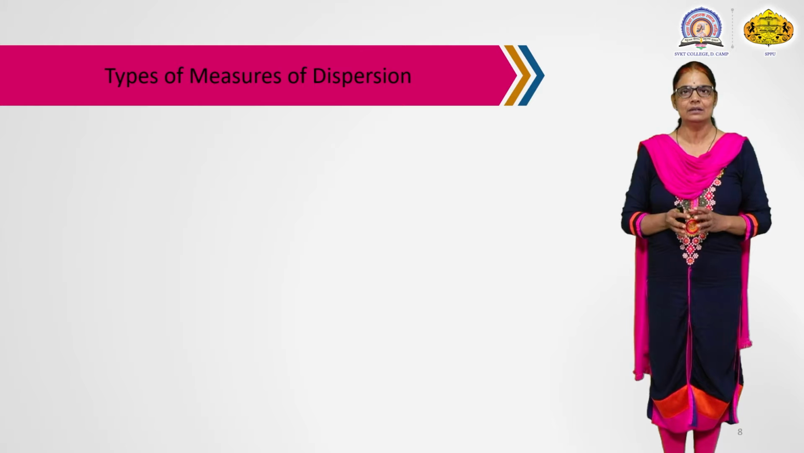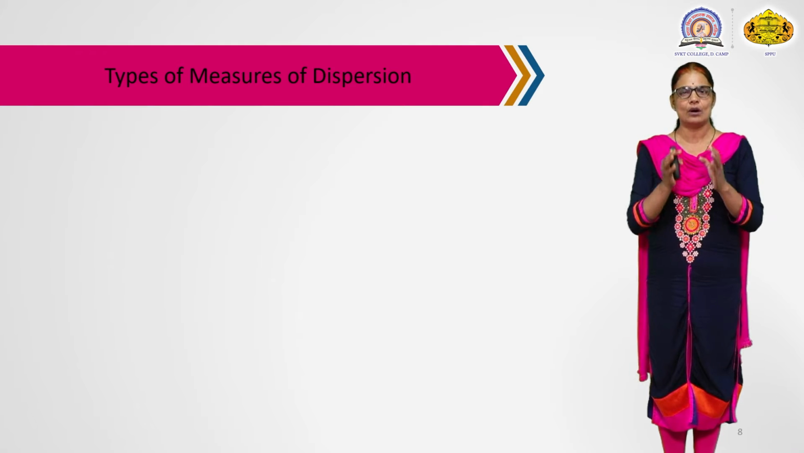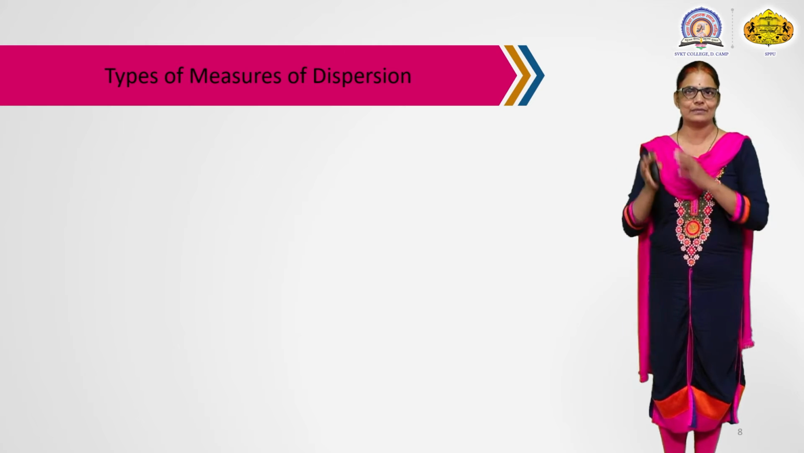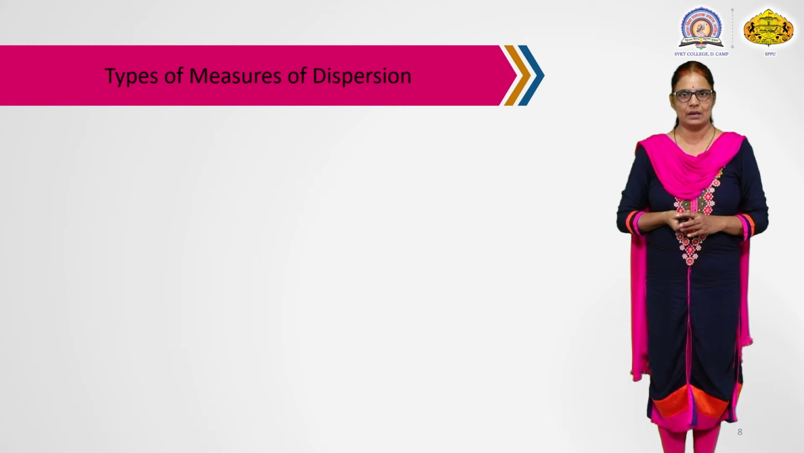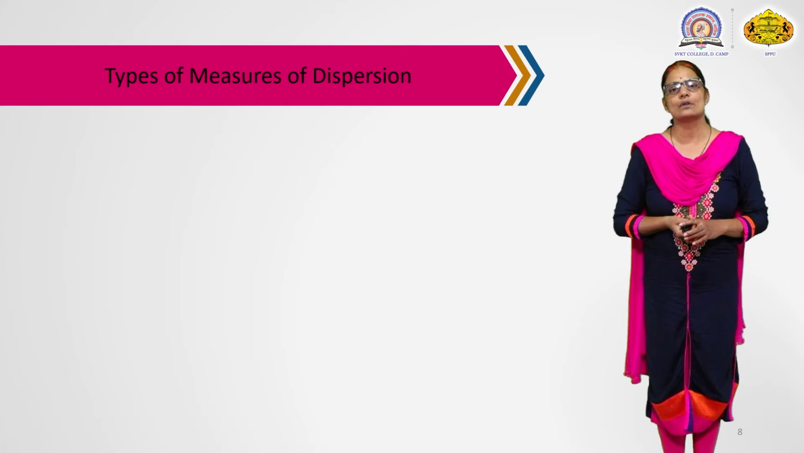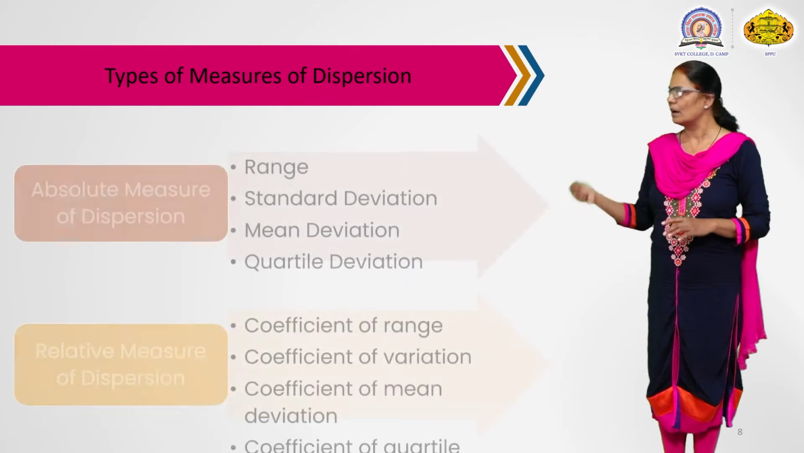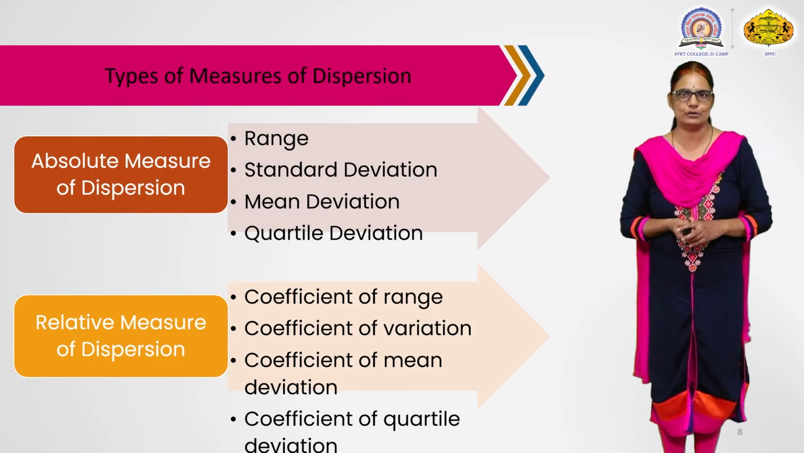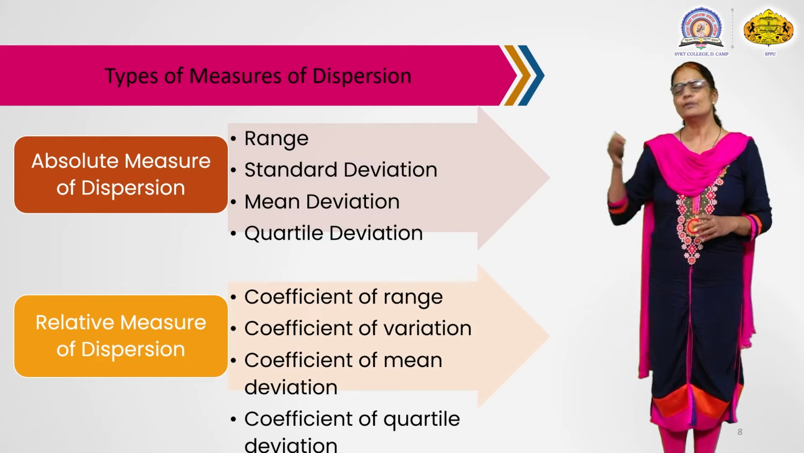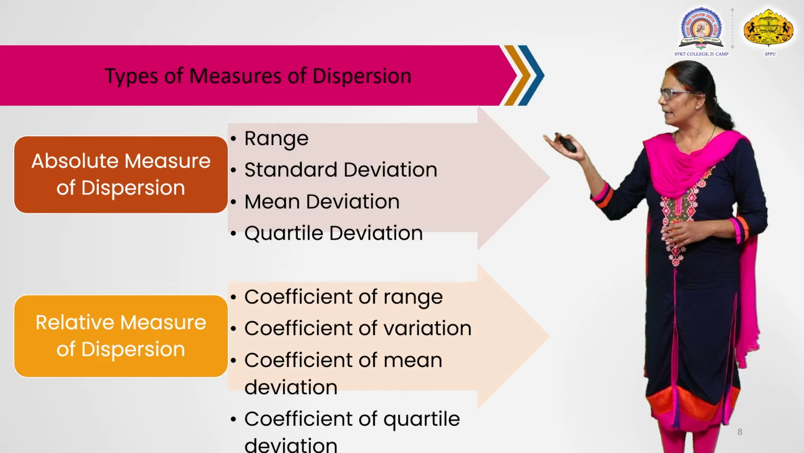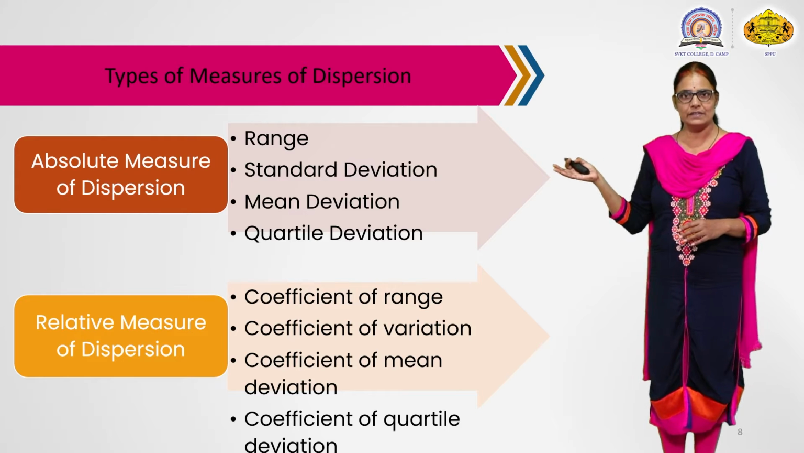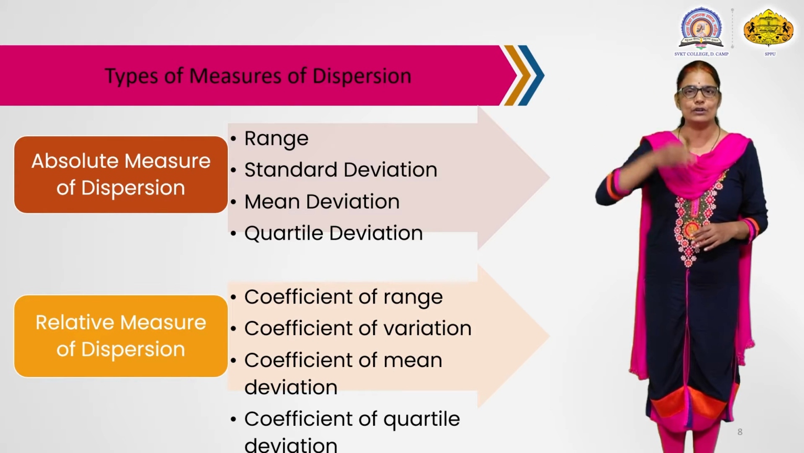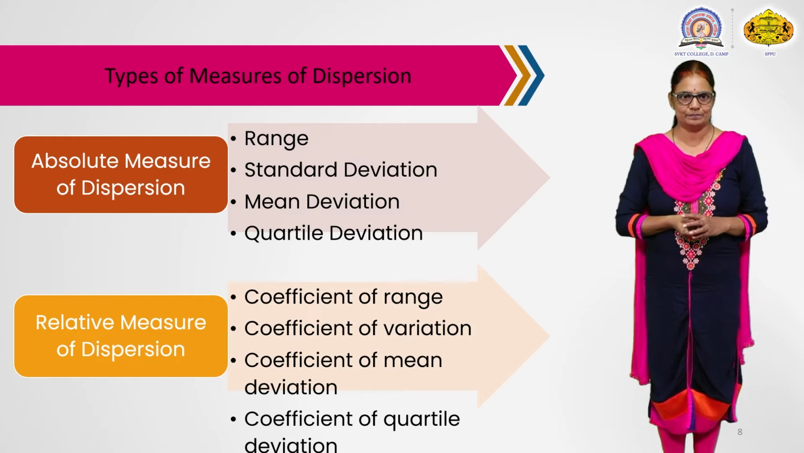Dispersion is nothing but the variation or deviation of the values of the given variables from their average. So, there are 2 types of measures of dispersion. One is the absolute measure of dispersion and another one is the relative measure of dispersion. In absolute measure of dispersion, it has a unit which is same as the unit of the observation.